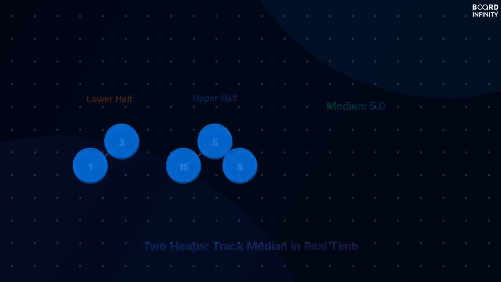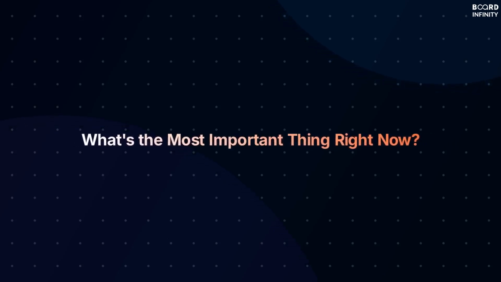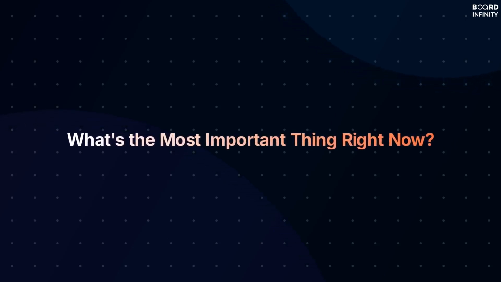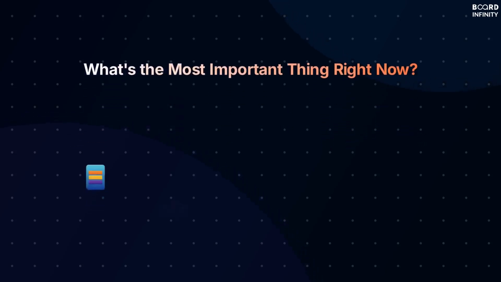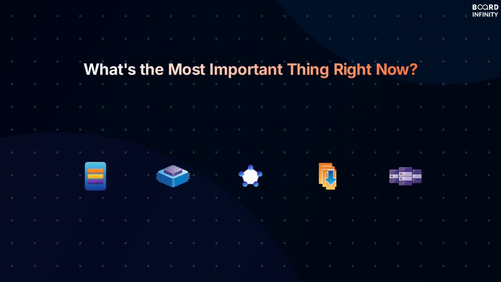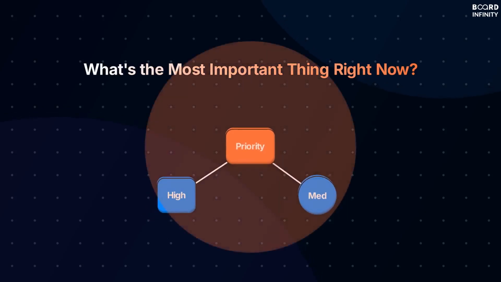Heaps are fundamental because they solve a universal problem: always knowing the most important thing, instantly, even as priorities change. Different industries call it different things. Priority, urgency, cost, distance, load, frequency. But underneath, they are all ranking problems. And heaps provide a remarkably efficient way to keep those rankings updated as new information arrives.